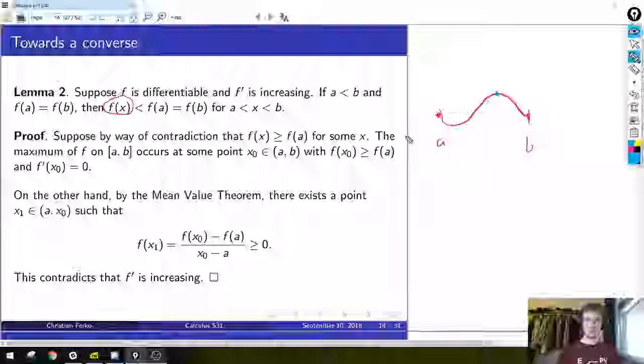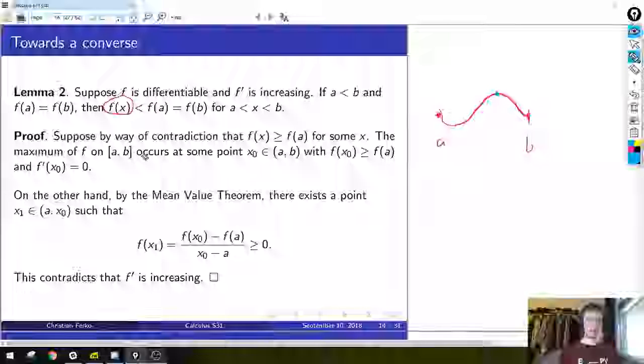The reason this can't happen is that then the derivative would not be increasing anymore. And I'll convince you of that in the proof. So maybe I'll just go through the proof and then show you in the picture why this is breaking. To show that f has to always be smaller than its value at the endpoints, we're going to suppose by way of contradiction that that's not true. That there's some point x where it's greater than the value f of a, which is the same as f of b. So somewhere it gets bigger.